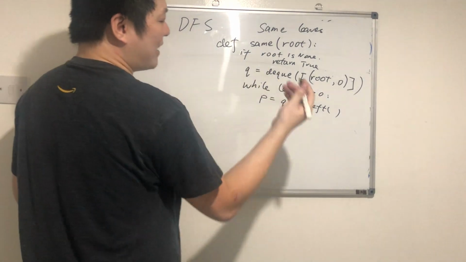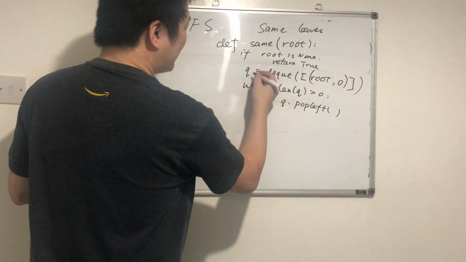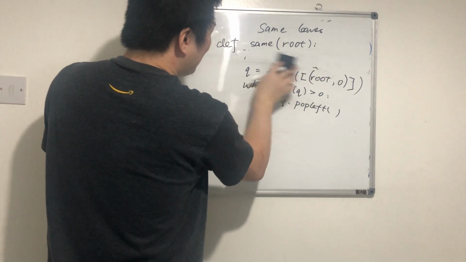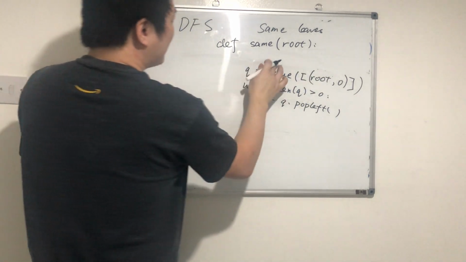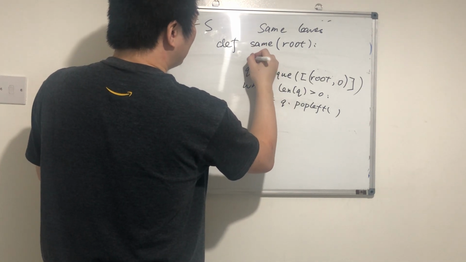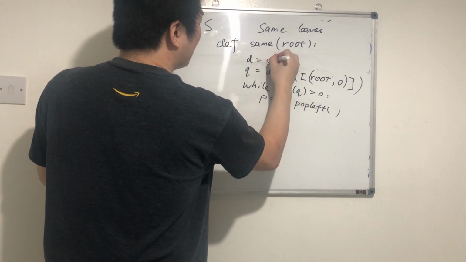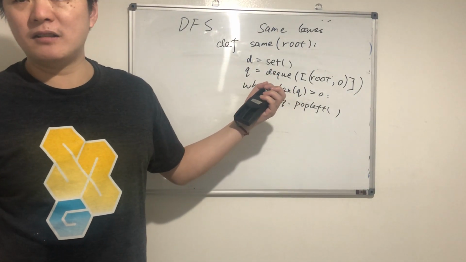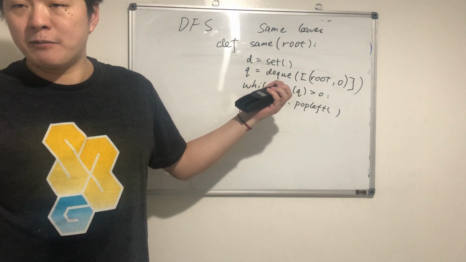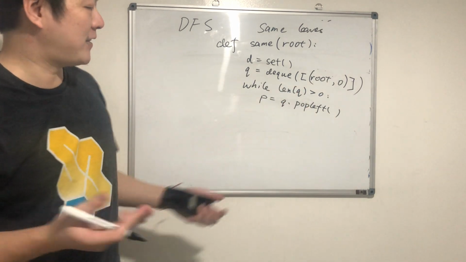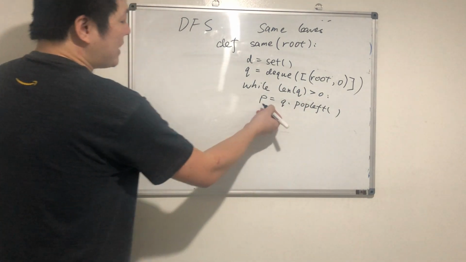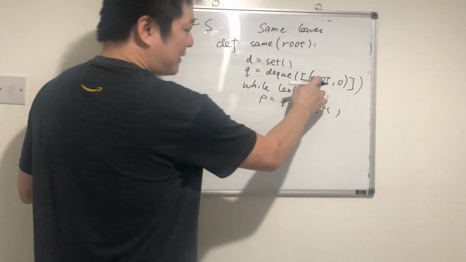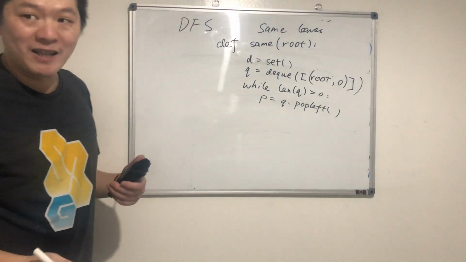And we also need a set. Let's do a set. Let's remove this. Okay, let's set D equals set. This is to store the depth values of the leaf nodes. Look, now P0 is the root and P1 is the depth, right?